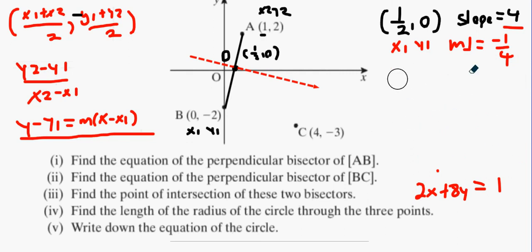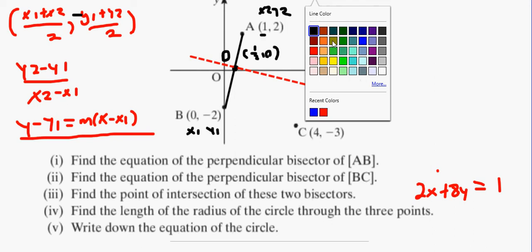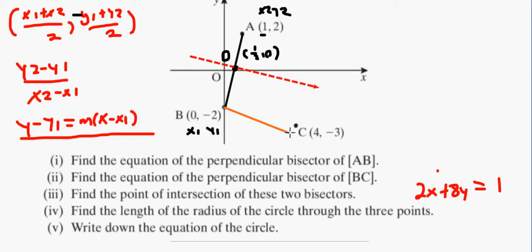Alright, next thing we're going to go for is BC. So BC, we'll use a different colour. BC is like the orange line. Okay, we're going to find the midpoint of B to C, and we'll call this point E. So point E in blue.